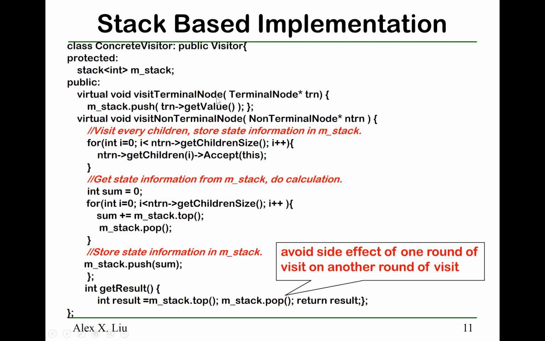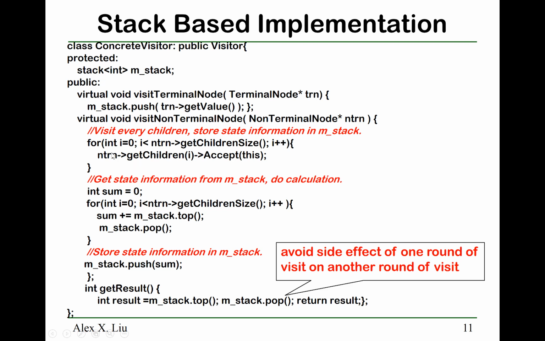To implement visit terminal node, the parameter is the terminal node pointer. We basically get the value from this terminal node pointer and push it to the stack. To visit non-terminal nodes, we have a non-terminal node pointer. We get how many children it has, and we have a for loop to get its ith child and ask each child to accept this concrete visitor.